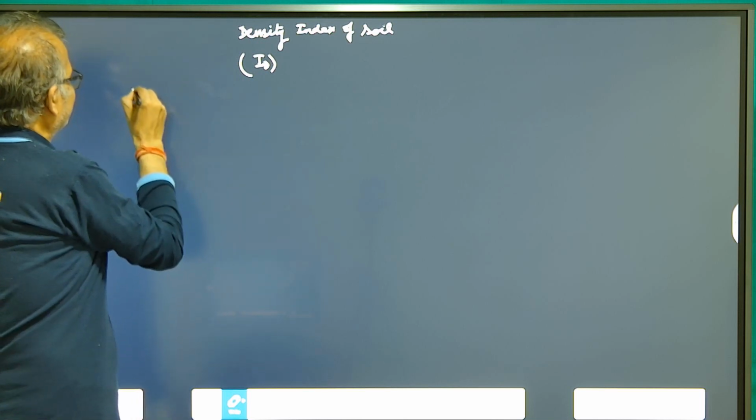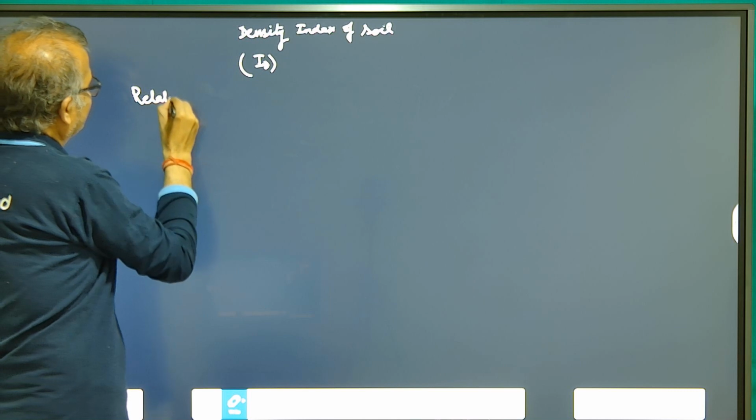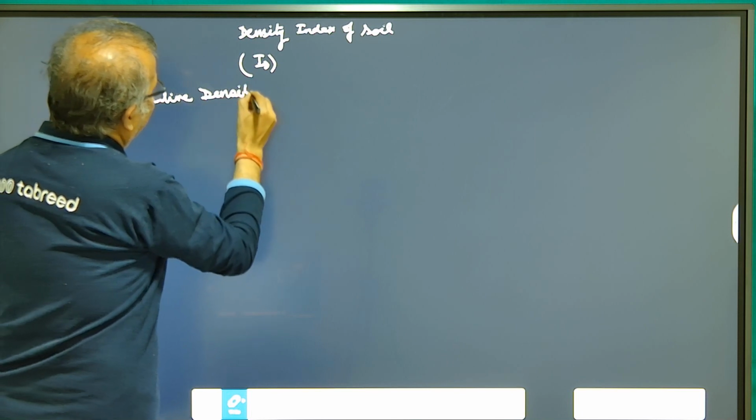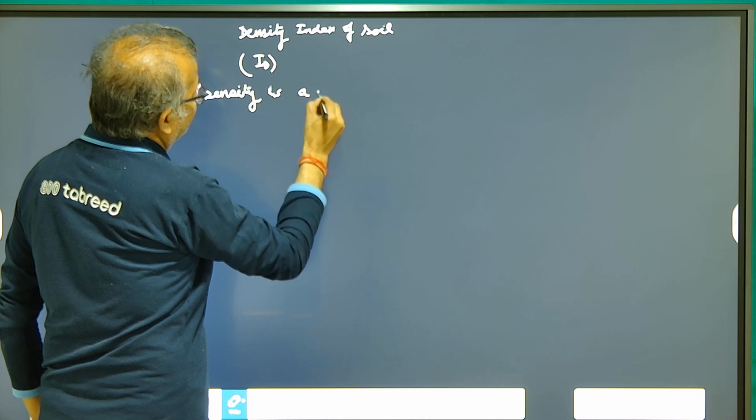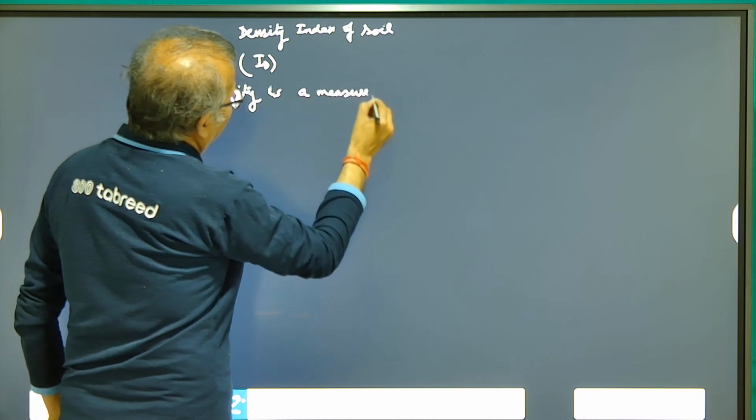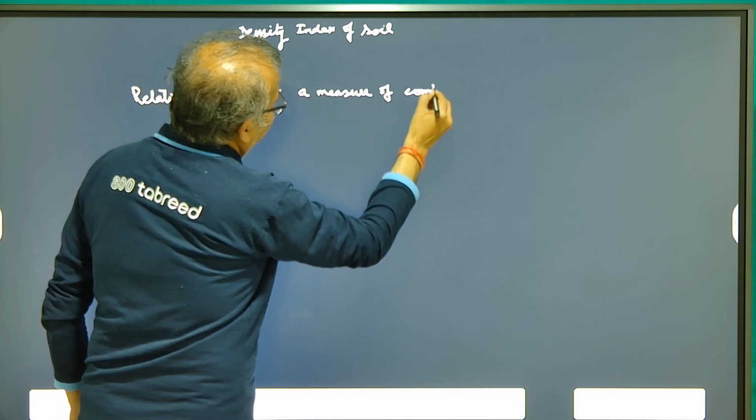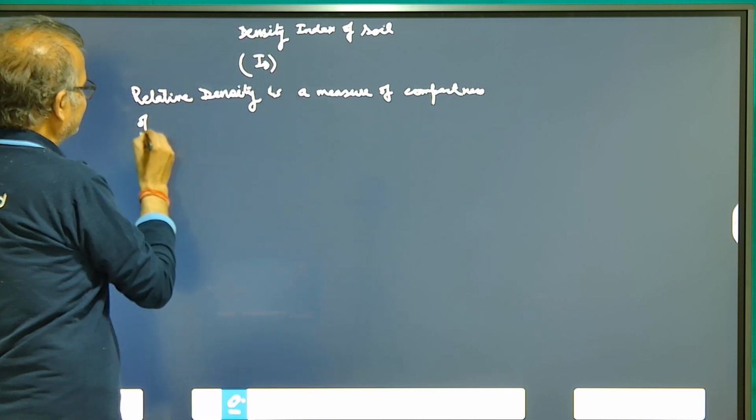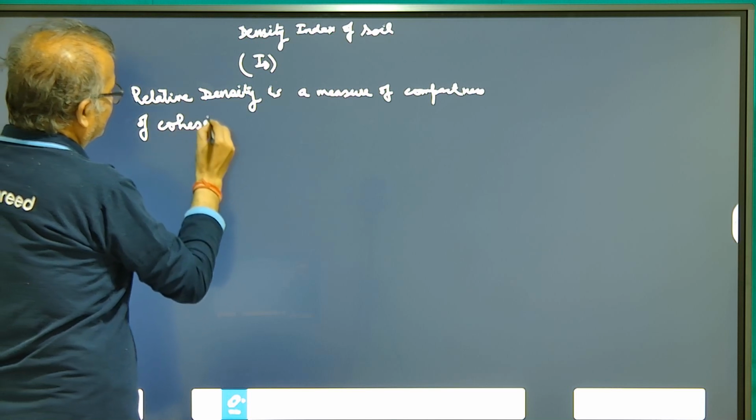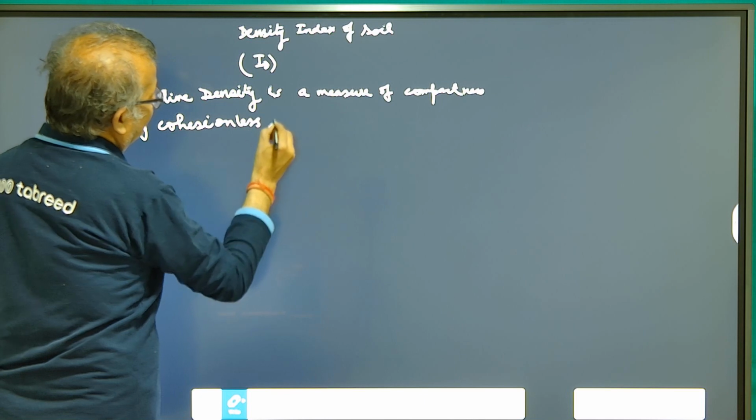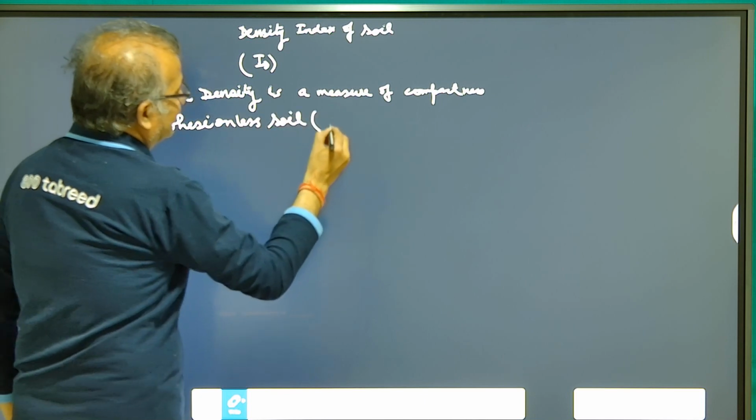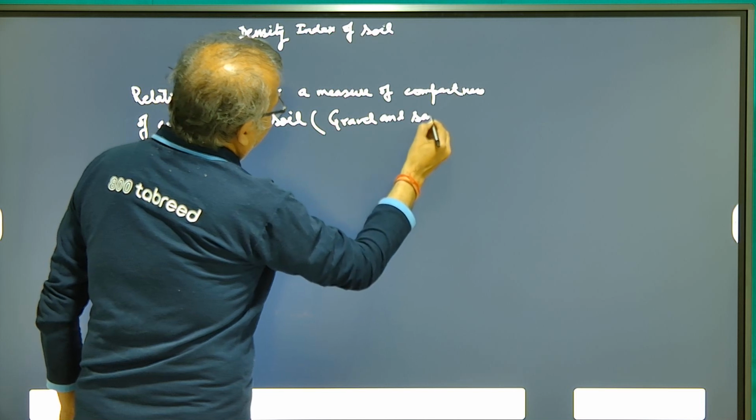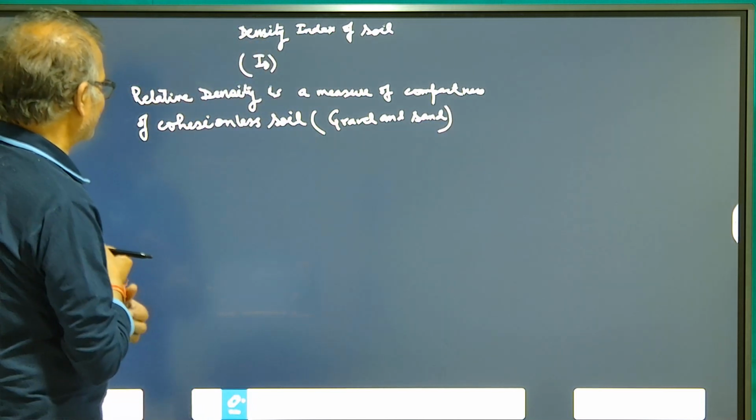Now relative density is a measure of compactness of cohesionless soil, gravel and sand. Density index is not applicable for the cohesive soil.